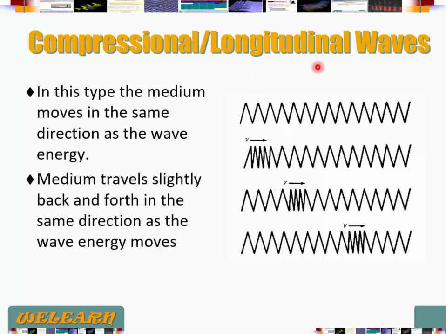For a longitudinal wave, the medium, in this case the spring coils, move in the same direction, so they're going to oscillate back and forth in the same direction as the direction of travel of the energy, which is the compression part here of the spring. So the medium is going to oscillate back and forth horizontally, while the energy is going to move in the forward direction.